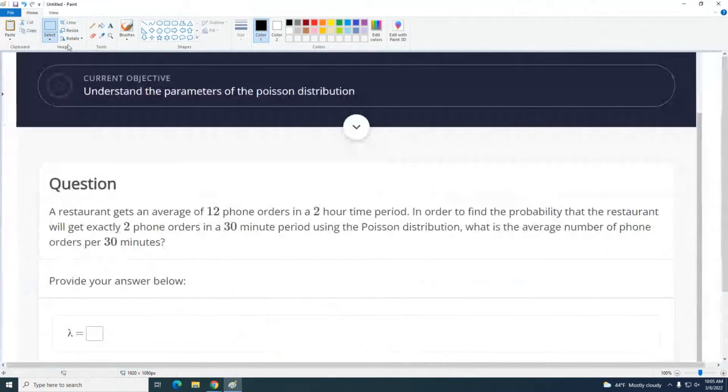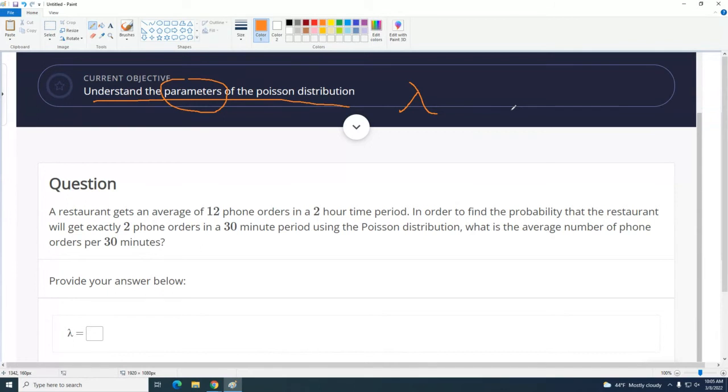So here's the question. The title says we want to understand the parameter of Poisson distribution. Essentially, Poisson distribution does not have a lot of parameters. Lambda is the only thing that we need to know. Okay, let's use the word parameter. It's a very old term.